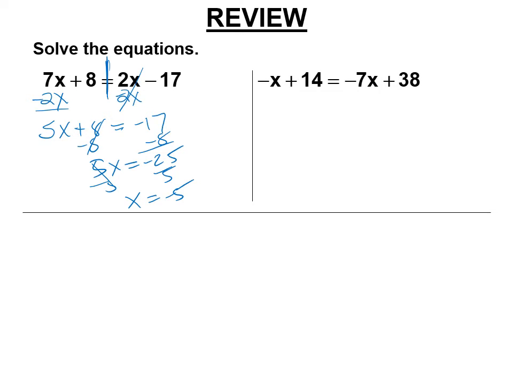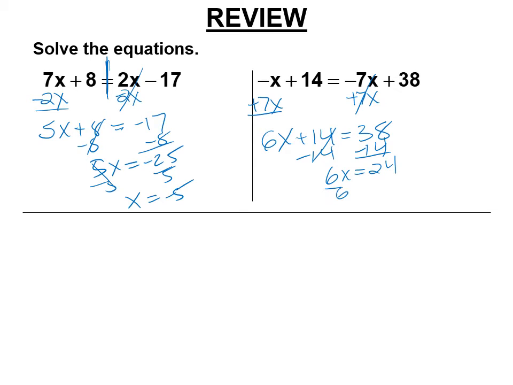Here, what is fewer? Again, we have to be careful of that. -7 is smaller than -1, so we're going to add 7x to both sides. And that way I get a nice positive 6x. If you add x to both sides, you end up with a -6x. On the other side, you can still get the right answer. It's just this is going to be easier. Easier is better in my book. Divide both sides by 6, x equals 4.